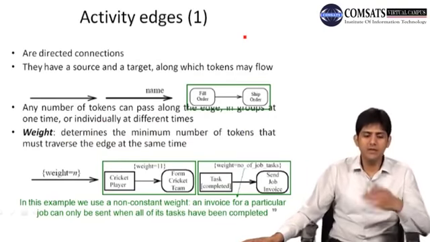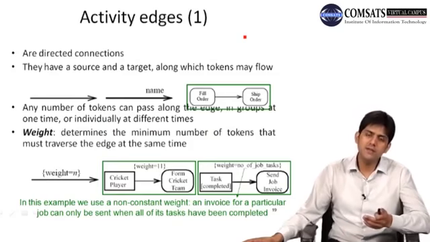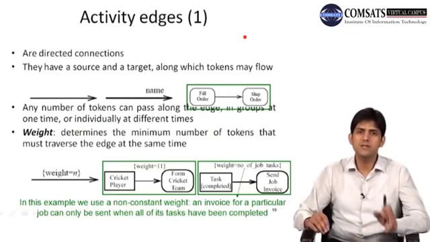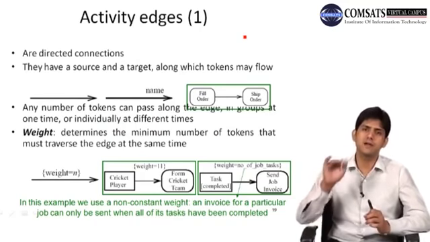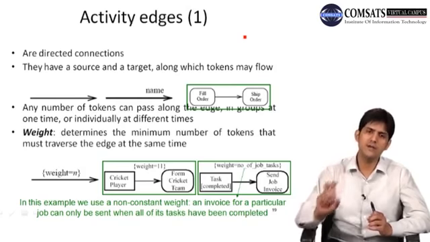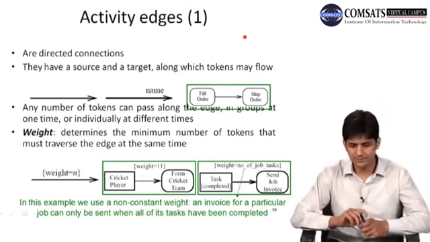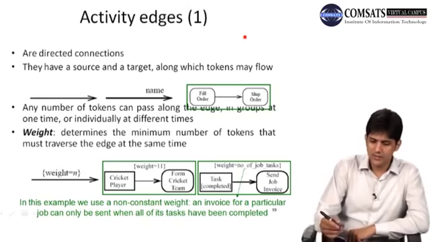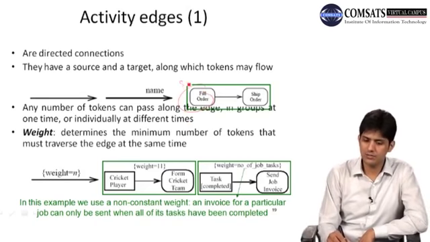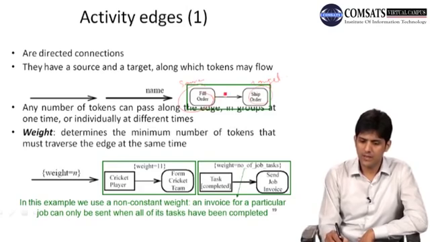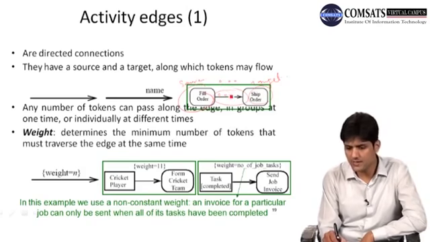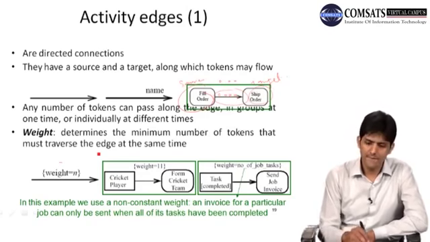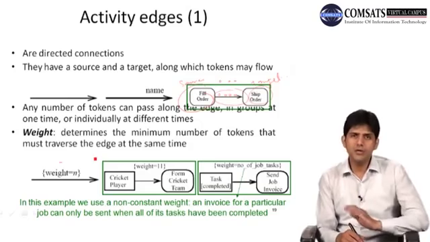Okay, then we have activity edges. All the activity edges are directed. As we saw in one of the slides, this is a kind of directed graph where all the actions are directed. There is always a direction from one action to another action. They always have a source, and they always have a target. For example, in this case, this is the source and this is the target. And on these edges, the tokens flow.